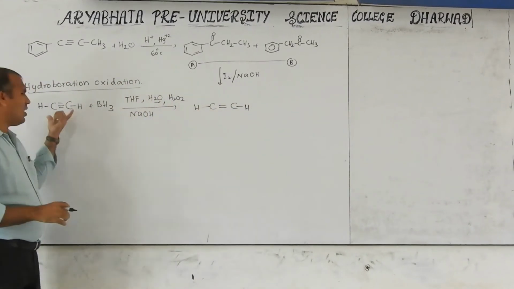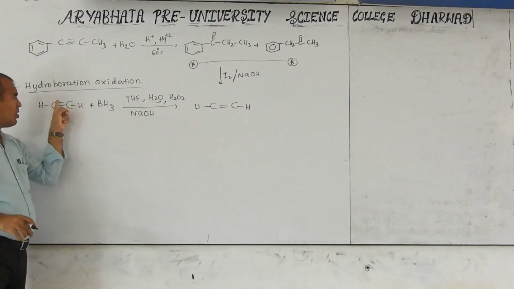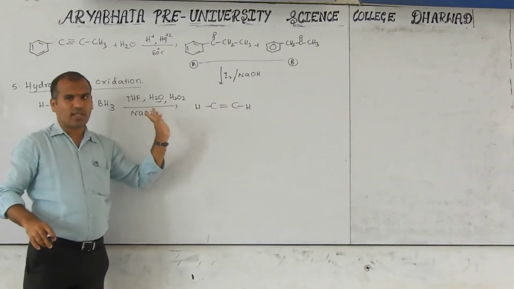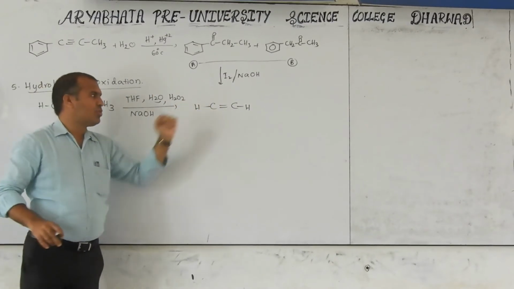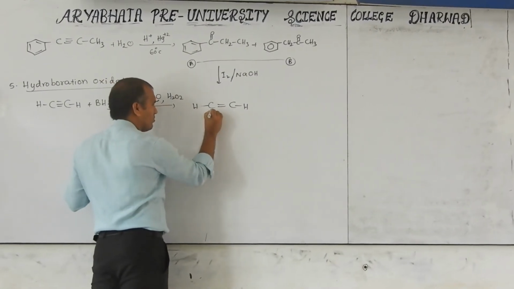This is the alkyne. When two bonds form, one double bond will remain. So the double bond I am not requiring, only two bonds are there. Here three, here two. So it forms like this.